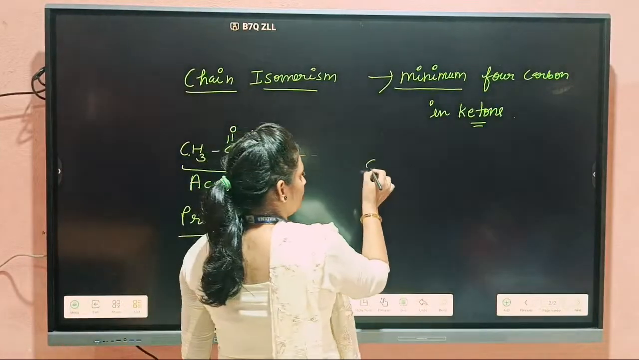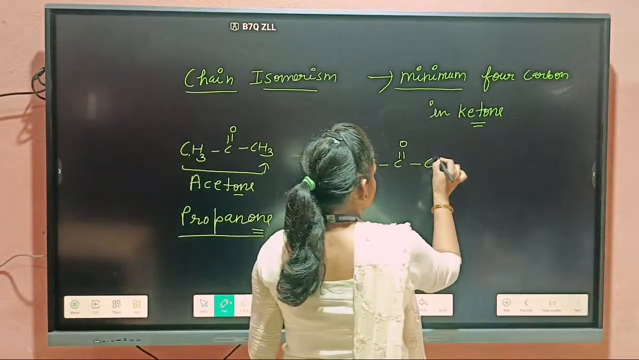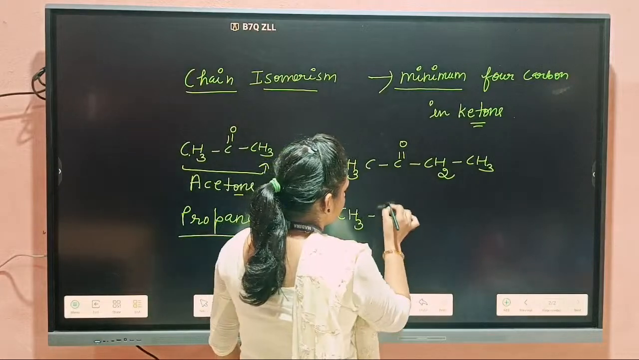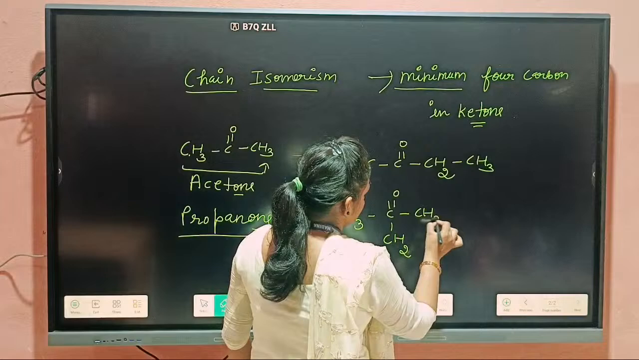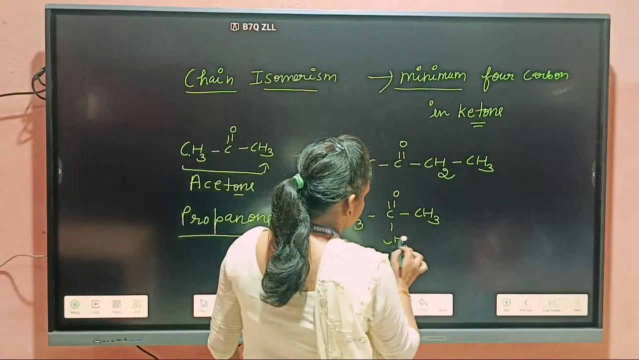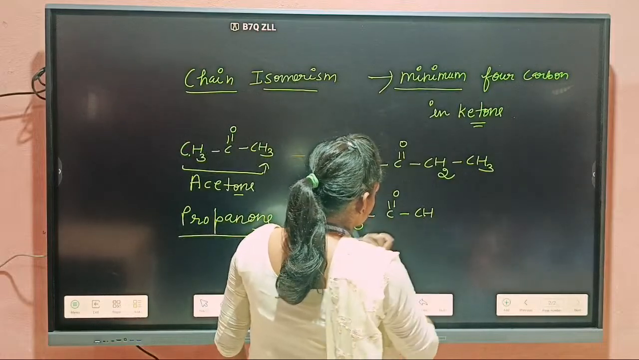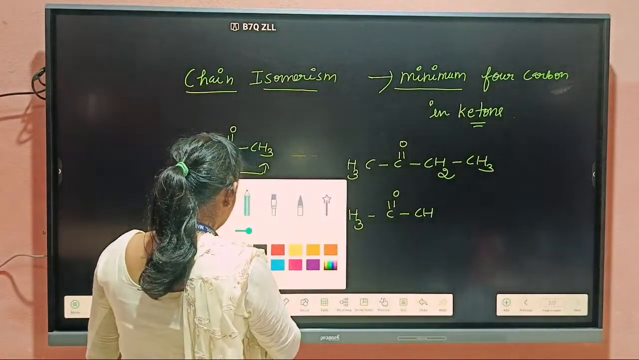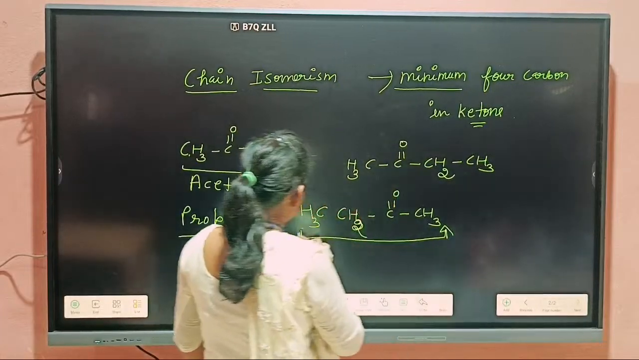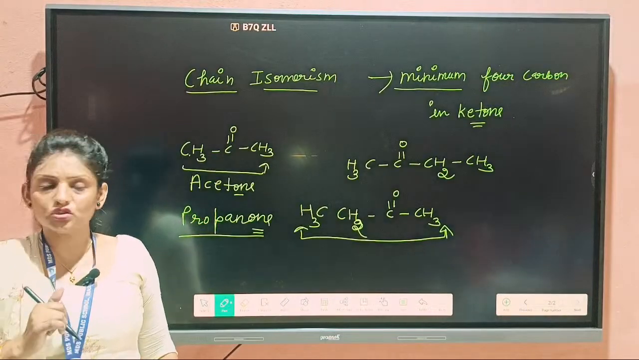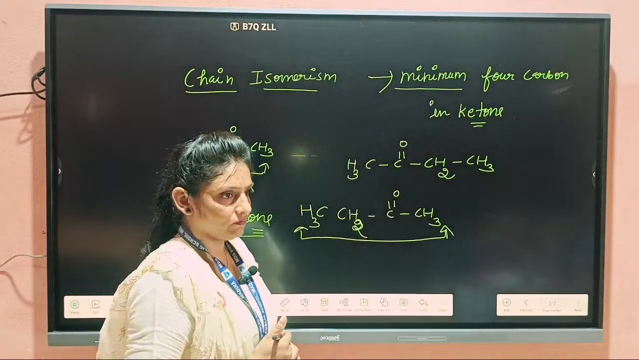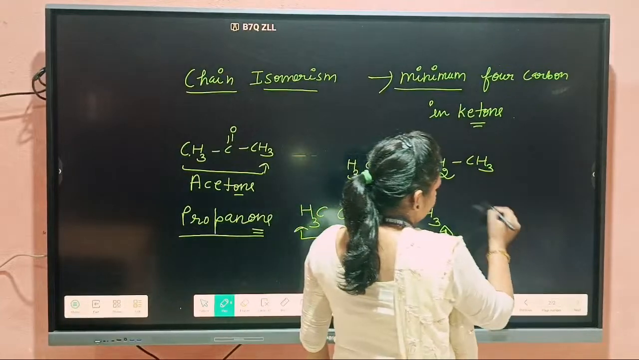But if carbons are 4, then they show it, because I can write it in other ways. In this way also, but these are metamers. This is not the chain isomer. So in which way can we write for showing it in the chain? Is it possible or not?